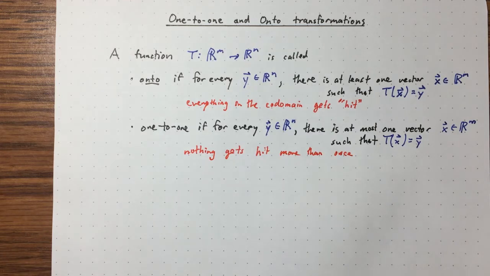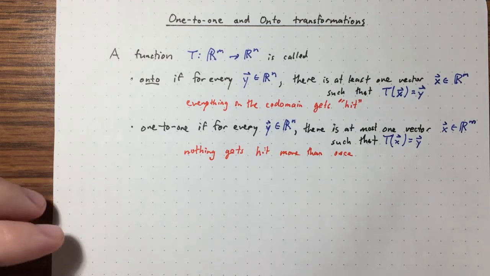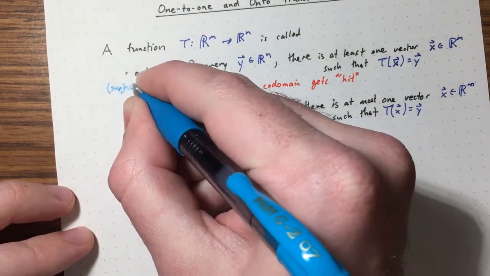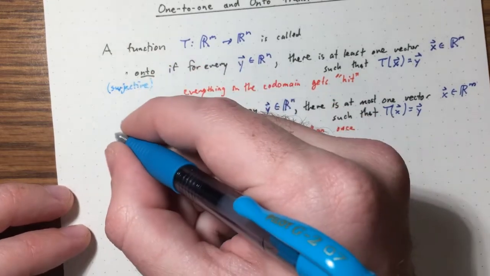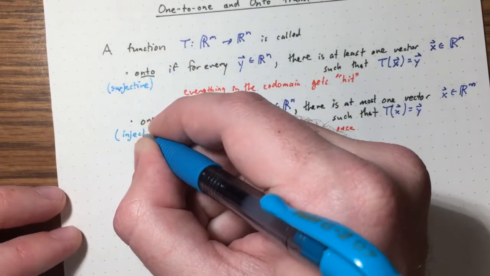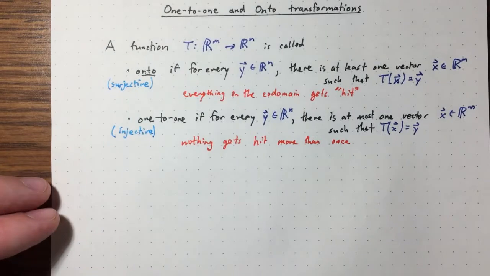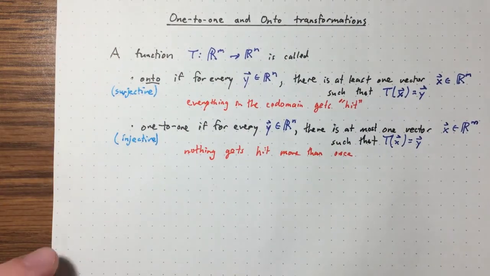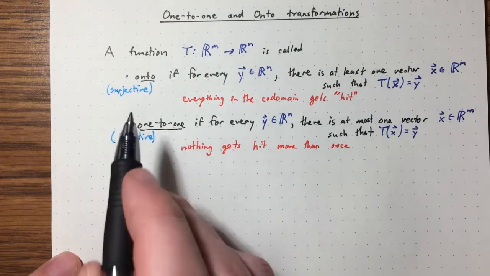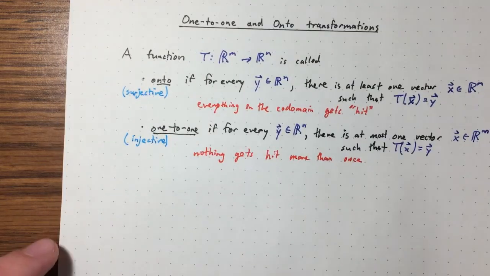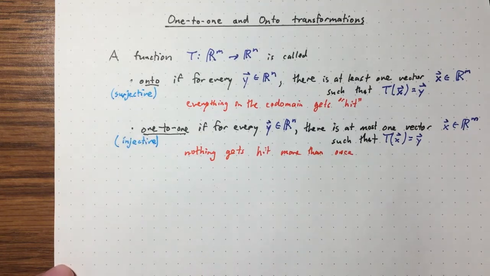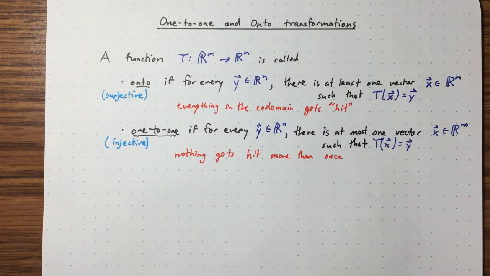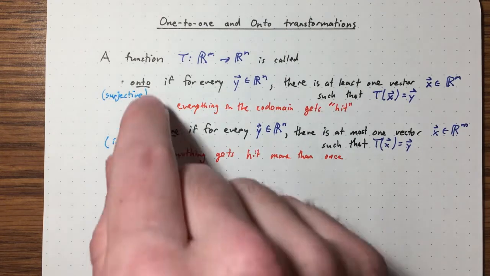In fact, these have other names, so you might have seen these other names before. So onto is also known as surjective. And one-to-one is also called injective. I'm not going to use these words though, so I'm just going to call them onto or one-to-one because, first of all, I think it's easier to distinguish between these two. I know the first time I learned surjective and injective, I always was mixing them up. Okay, so we're going to call them onto and one-to-one.